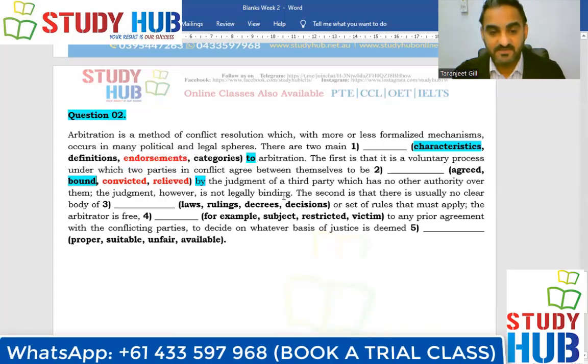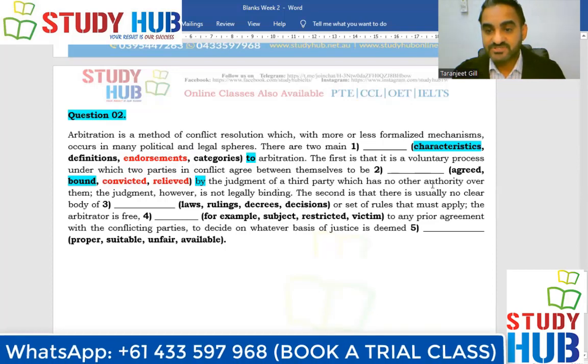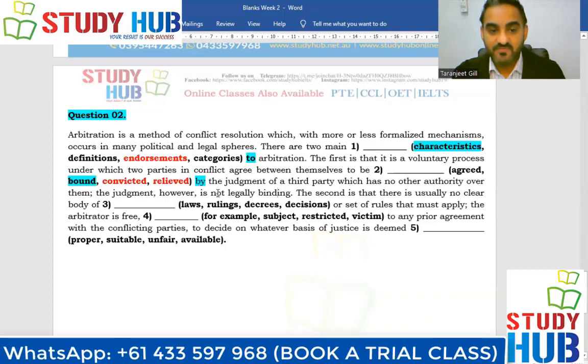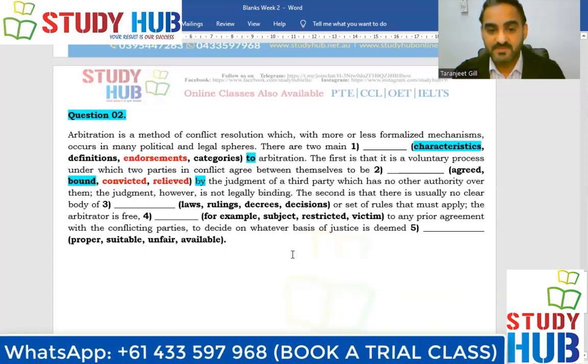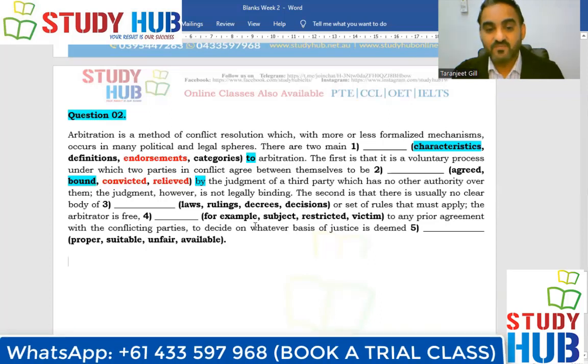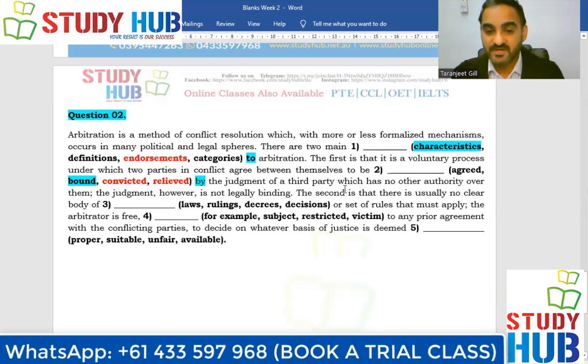Judgment is binding. Of a third party which has no other authority over them, the judgment, however, is not legally binding. So that is another reason why we are going for the word bound there. Sometimes, not always, the passage itself will give you some indications of which word will go in there.